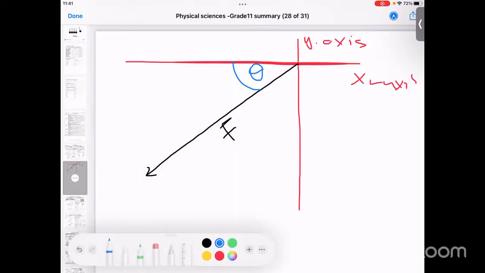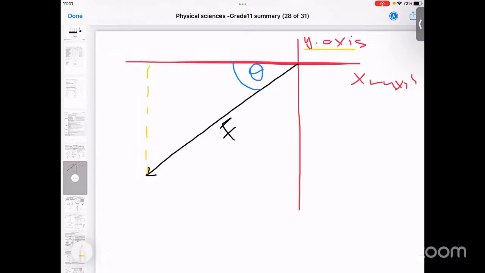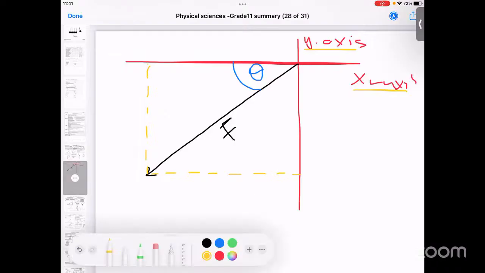Definitely the vertical component would be that line which is vertical, meaning parallel to the y-axis. And the horizontal component will be that one which is parallel to the x-axis. Very much important on that one. But I've just done that for the purpose of explaining the issue of cos and sine. You might also need to know that we have a 90-degree angle there.